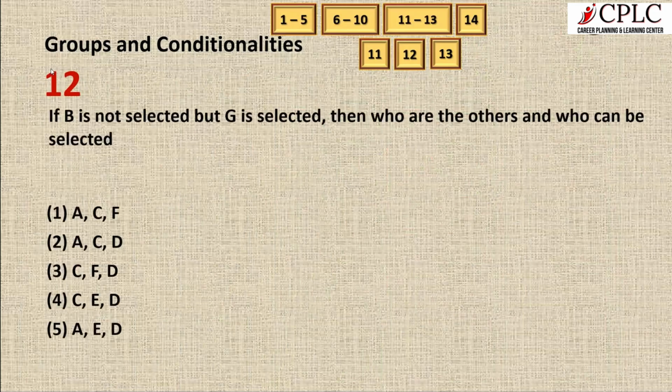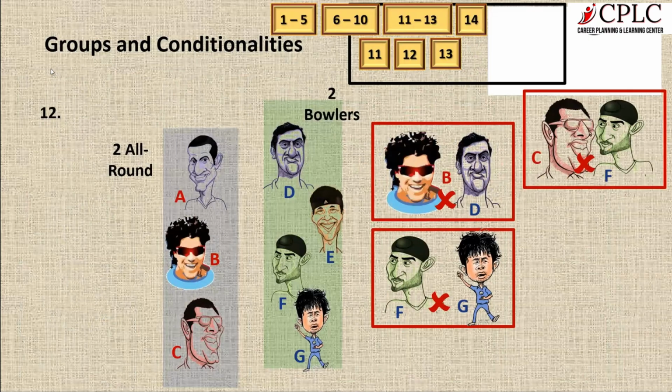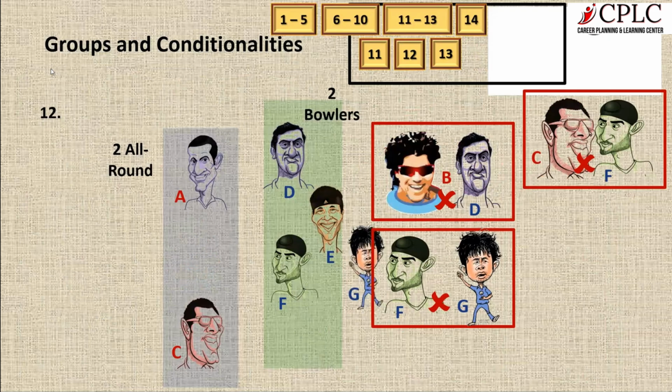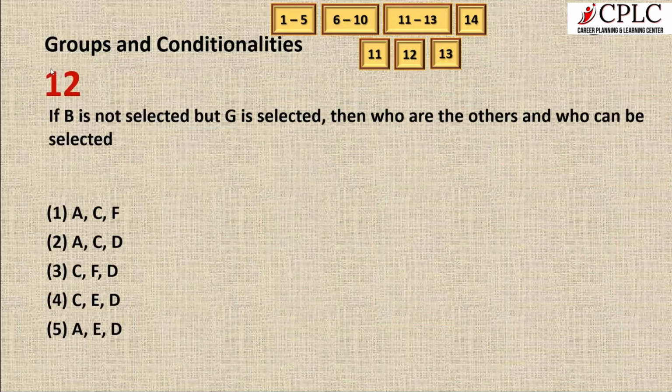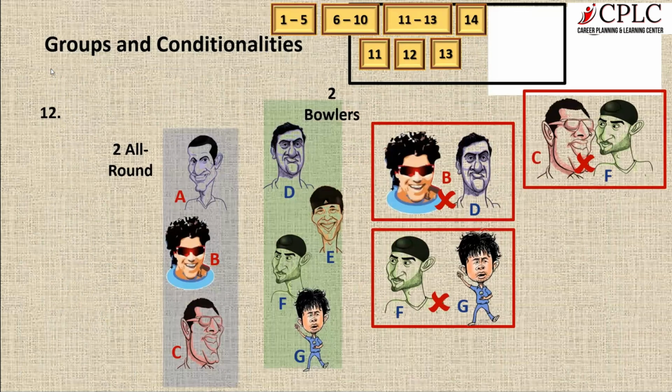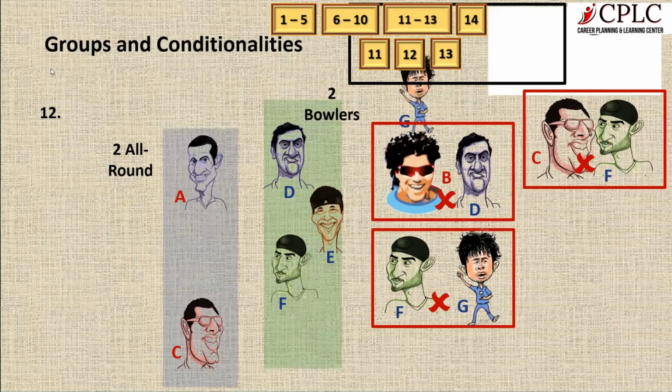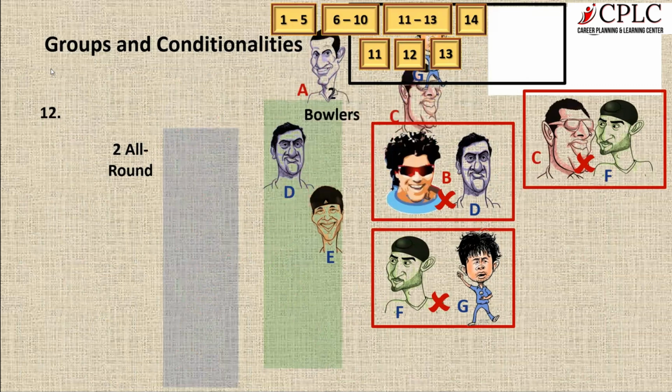Moving to the next question. If B is not selected but G is selected, then who are the other members who can be selected? Now if B is selected, D and G cannot be selected. This is what we have. Okay, if B is not selected but G is selected, that means B will be eliminated and I'll put G inside the team. Now we want 2 all-rounders. So there are only 2 all-rounders left, that is A and C. So we have to select them.